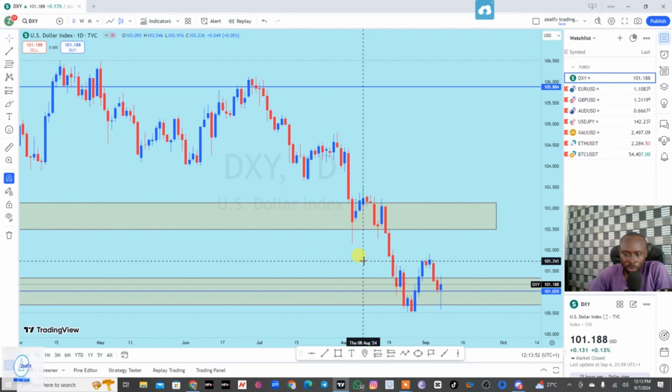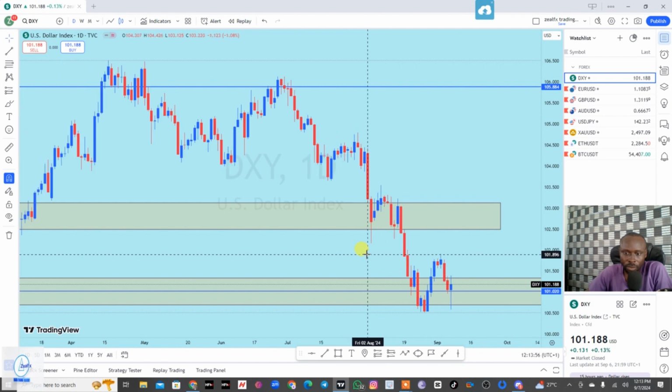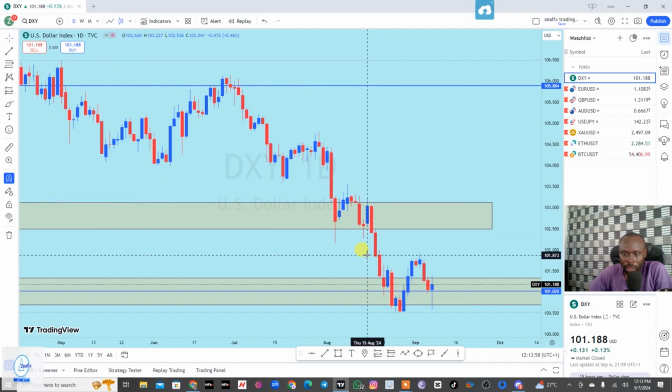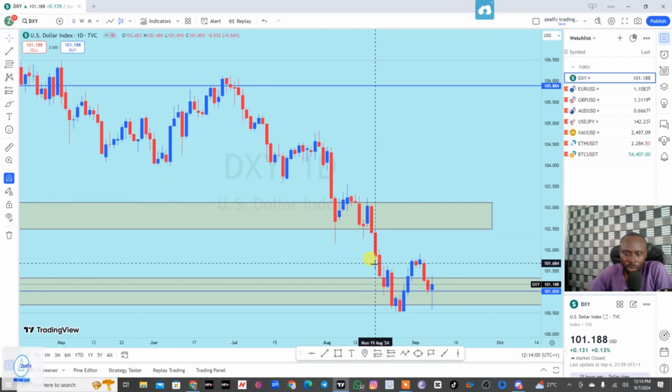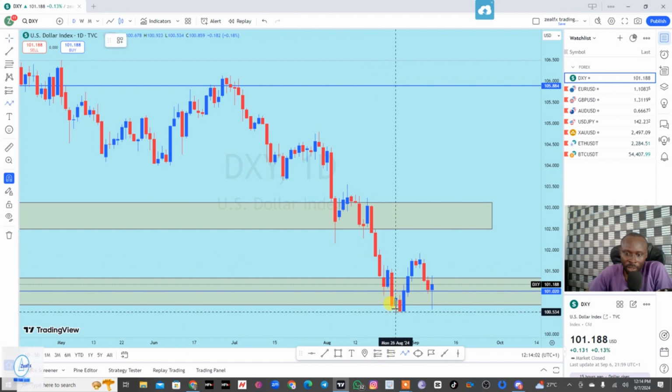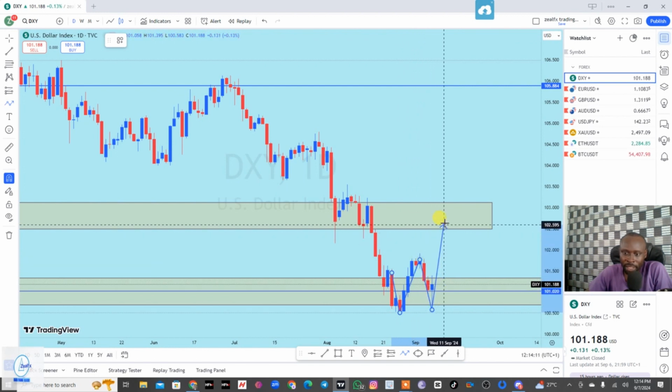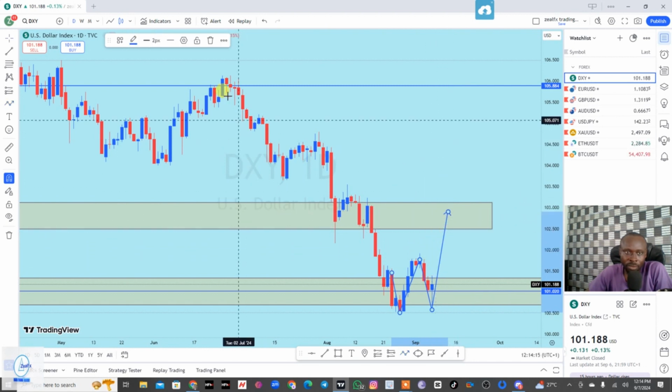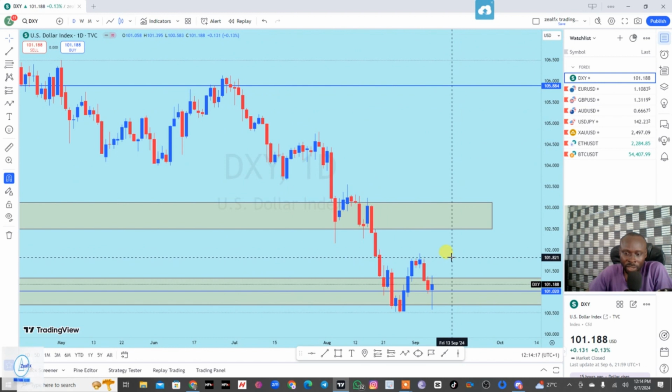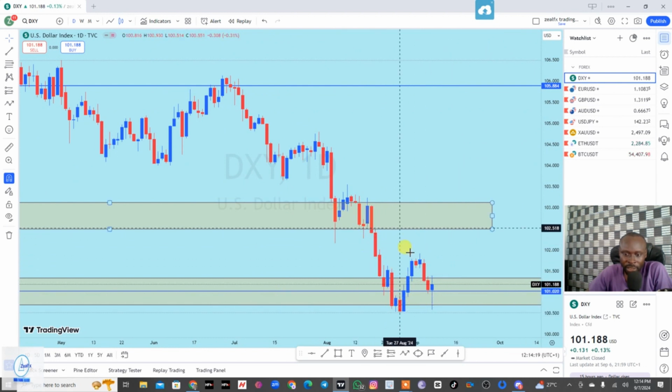Hello guys, what's good? So this week we'll be looking at the dollar index first. From the previous week, you can see last week we have a sideways movement, but this sideways movement is showing us that there is a change in trend for the dollar index. This sideways movement is telling us now there's a change in trend.